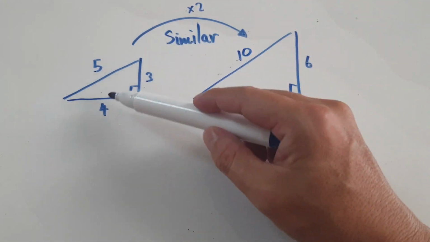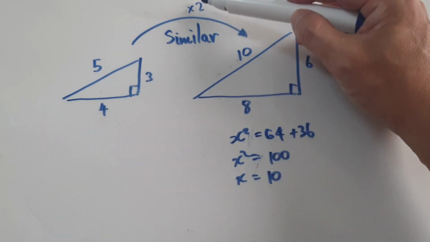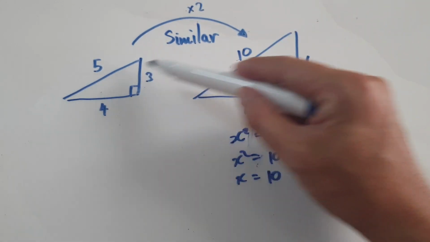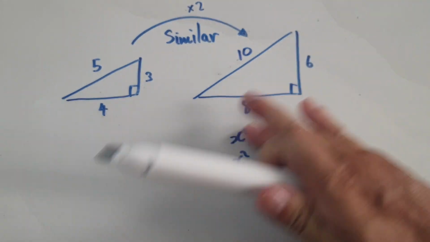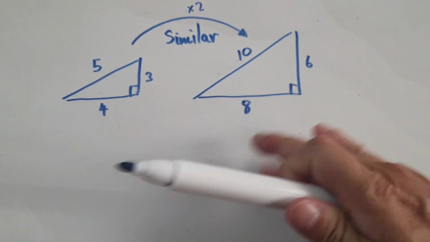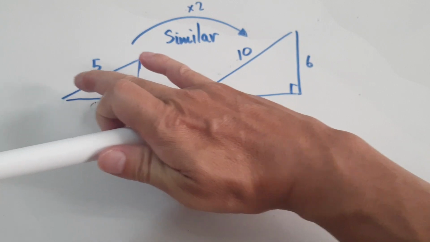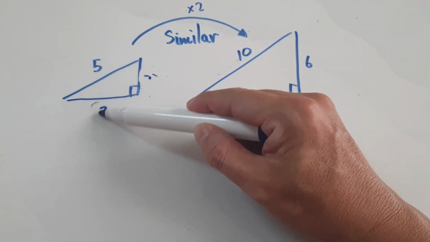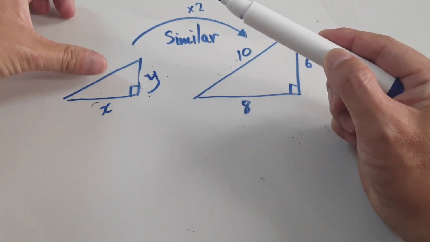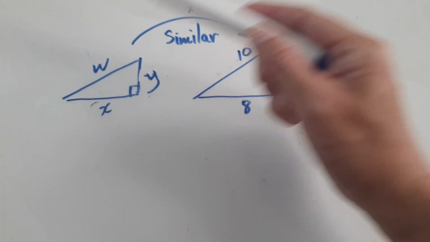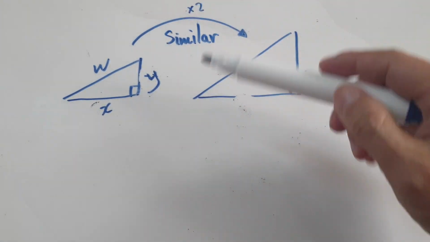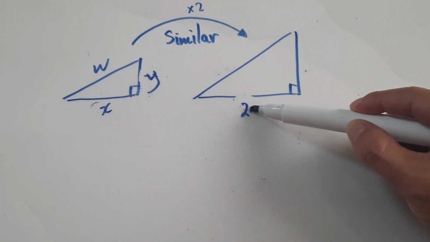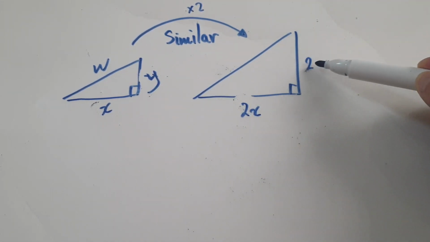It turns out that if you double the length, if you enlarge everything by a factor of 2, the diagonal length also gets enlarged by 2. And let's try and understand why that works. So to understand why, let's call this x, and let's call this y, and let's call this w. So if you double everything, this length will be 2x, this length will be 2y.